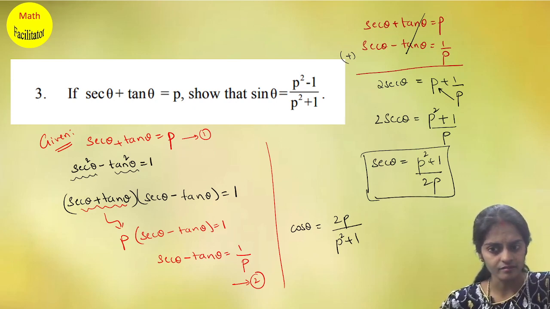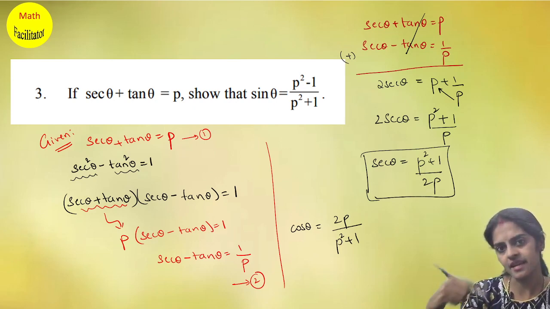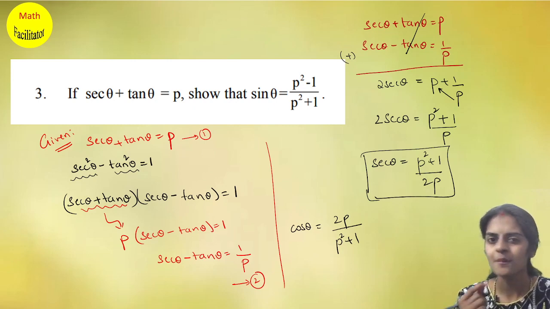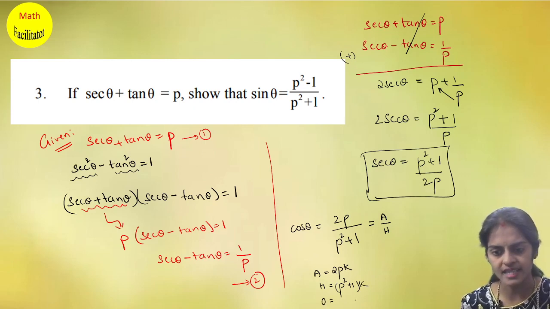The other method is, I know cos. From this equation, I can find tan. And tan is nothing but sine by cos. So from that also I can find the sine value. I will show you the second method, because Pythagoras theorem you all can apply. Because here, cos is nothing but adjacent side by hypotenuse. So you will take adjacent side as 2P k units and hypotenuse as P square plus 1 k units, and you will find the opposite side using Pythagoras theorem, and substitute. So this is one method.